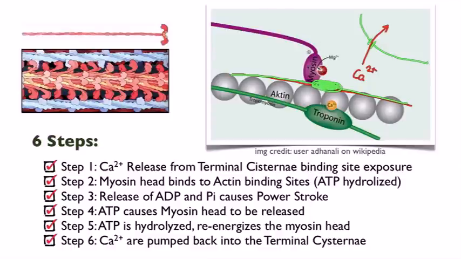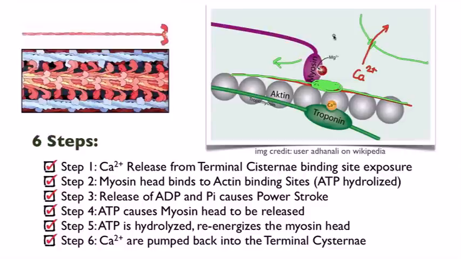Step number 2, myosin head binds to the actin. Remember that the ATP has to be hydrolyzed into ADP and inorganic phosphate in order for that to take place. It has to be re-energized. It gets that from that hydrolysis process. Step number 3, ADP and inorganic phosphate released. That causes power stroke. So it causes this guy to flex.